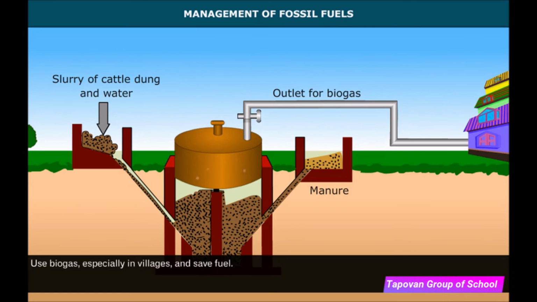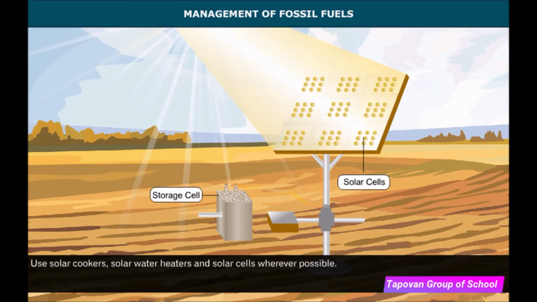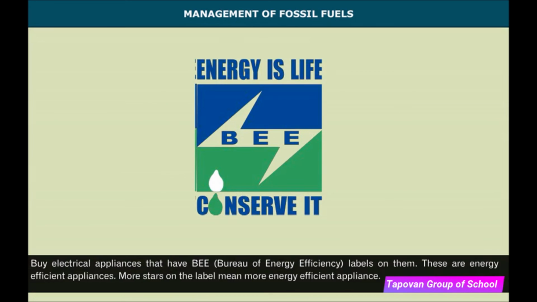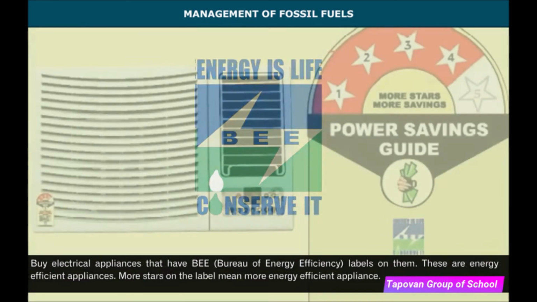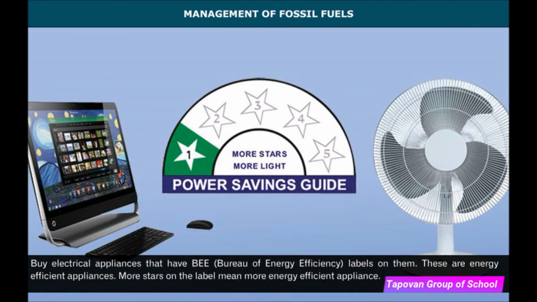Use biogas, especially in villages, and save fuel. Use solar cookers, solar water heaters, and solar cells wherever possible. Buy electrical appliances that have BEE, Bureau of Energy Efficiency, labels on them. These are energy efficient appliances. More stars on the label mean more energy efficient appliance.